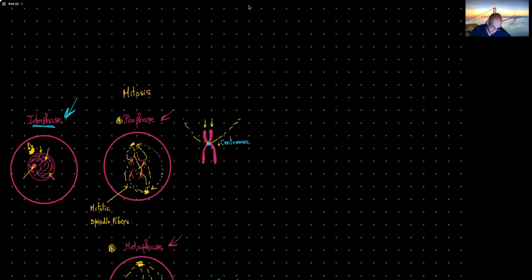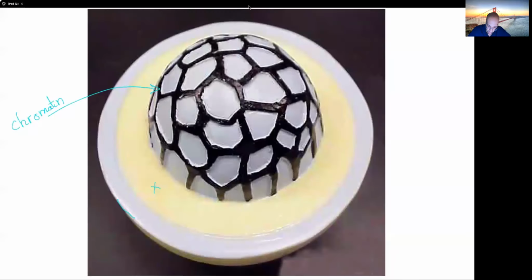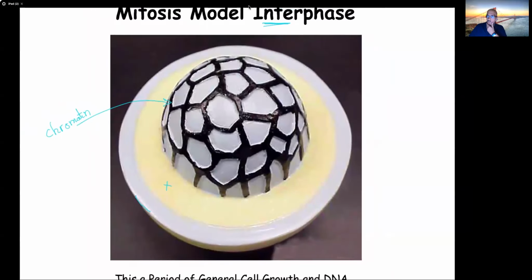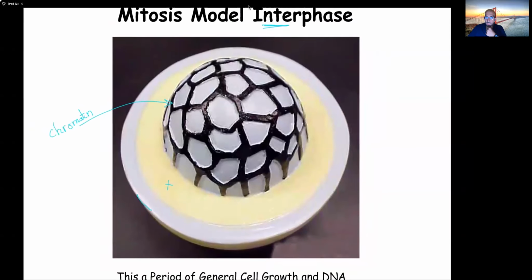So looking at the diagrams on here, those are pictures taken from the models that you have on campus. So what is this showing? I see here, this is my nuclear membrane. This is my cell membrane, cytoplasm. Then on the inside, I have the DNA inside the nucleus, and it's going to be in the form of chromatin. This is my interphase.